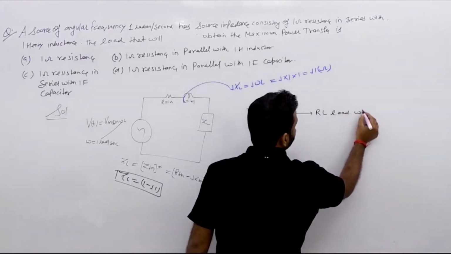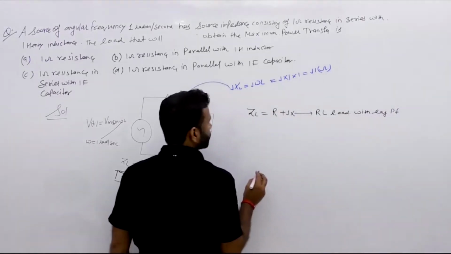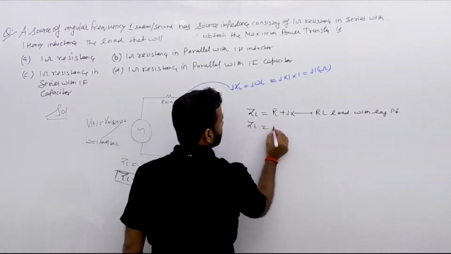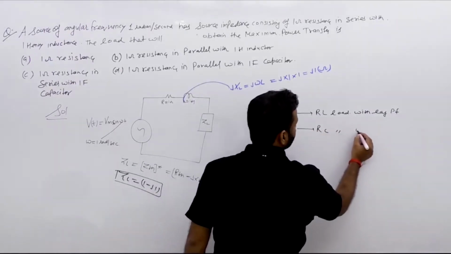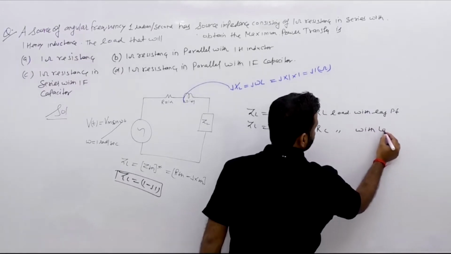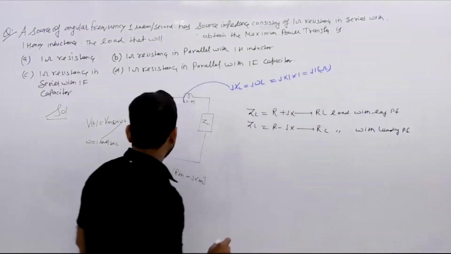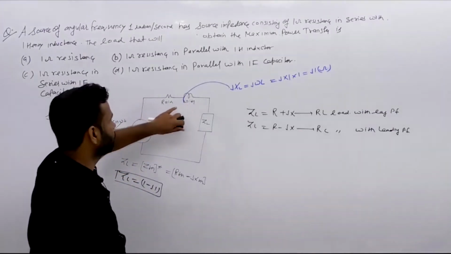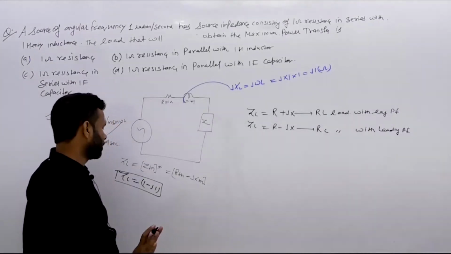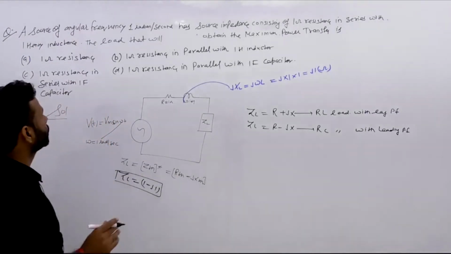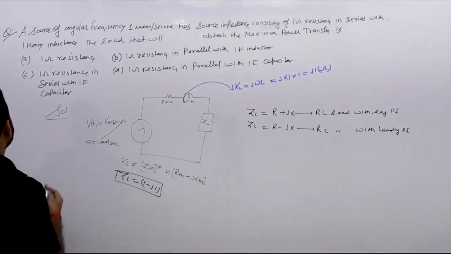load with lagging power factor. If you remember the last question, if your load is like R minus jX, then it is an RC load with leading power factor. So if your impedance is an RL circuit, then your load must be an RC circuit. That is clear from the options. So we will just eliminate options. The first option we will eliminate directly.